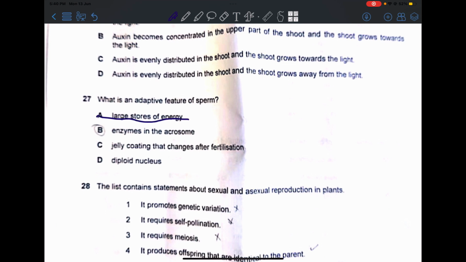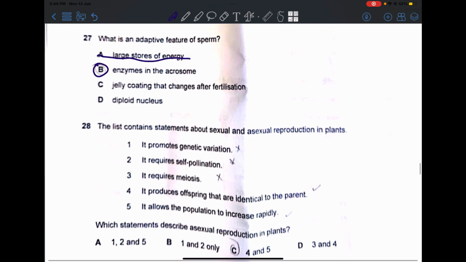Now B says enzymes in the acrosome. Now this is correct because this is something that is special or exclusive to the sperm cells, so B is going to be the answer. Jelly coating that changes after fertilization. Of course, this is an egg cell feature and not a sperm cell. Diploid nucleus. This is actually incorrect.